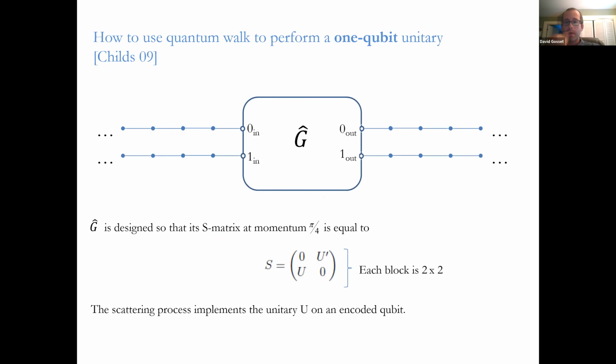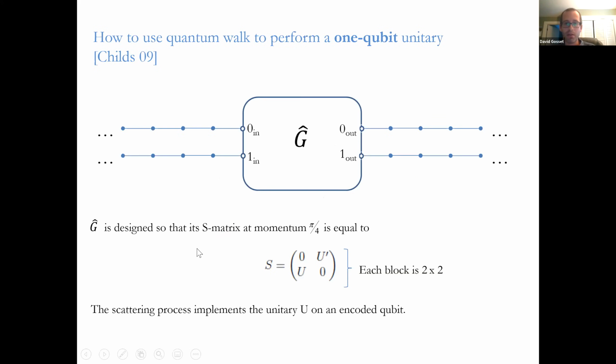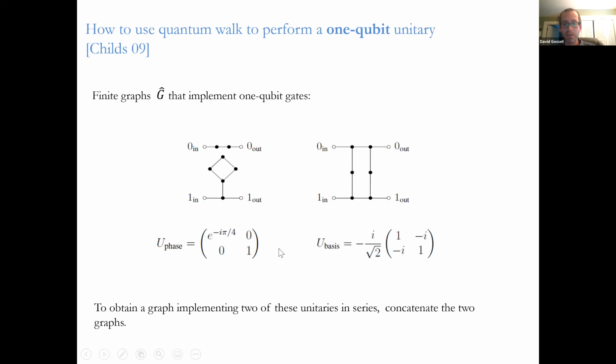So the statement here is that if you take these two graphs, this one and this one, and take any sequence of these and connect them together in series, you will always end up with a graph with an S matrix of this form. And moreover, the U that appears in this bottom left will be the product of the U's that appeared in the sequence of graphs that you used.